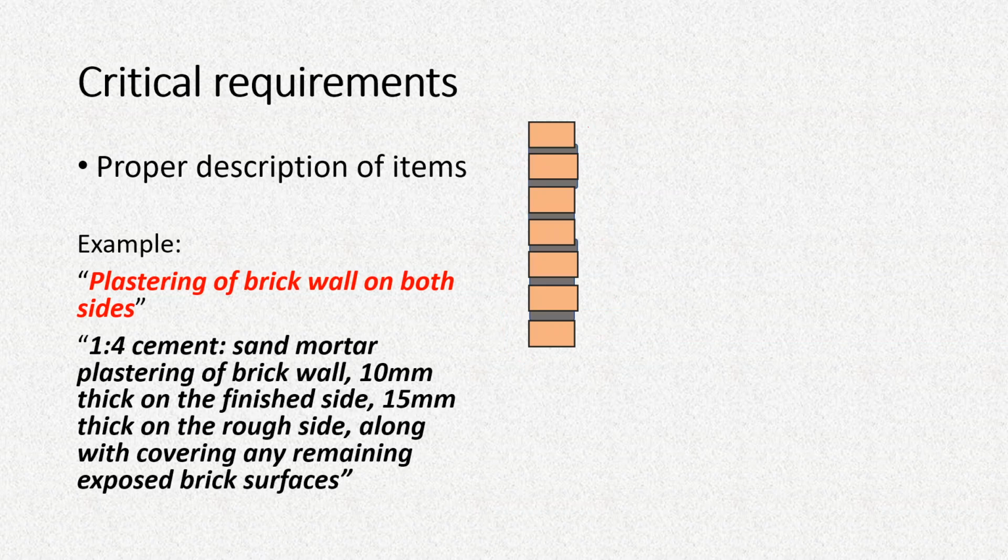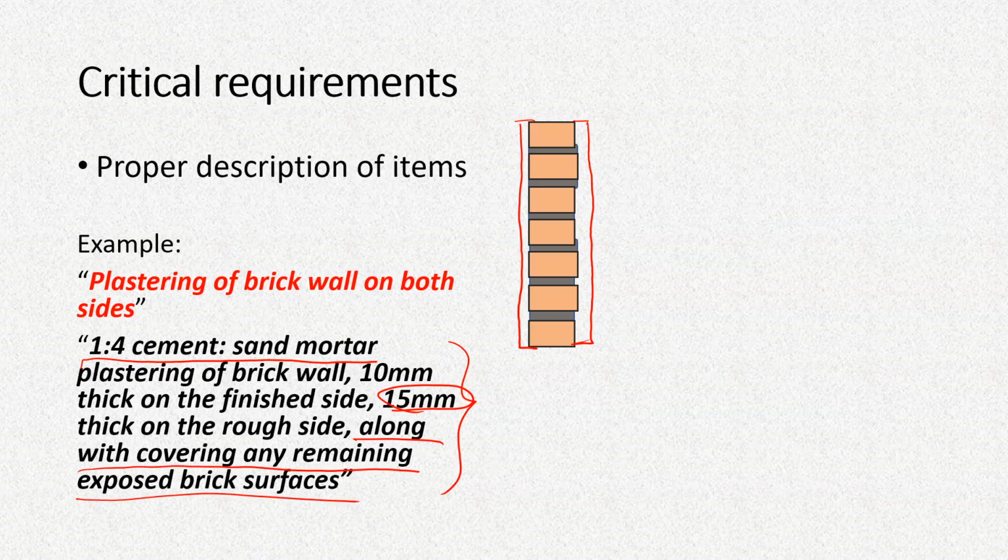So in that case, we have to properly describe the entire item in such a way that it has to be 1:4 cement and sand mortar plastering of brick wall, 10 mm thick on the finished side, that is on this side, since it is already smooth, so the thickness of the plaster is not that much, but on the other side it has to be 15 mm. So these things have to be clearly mentioned, along with covering any remaining exposed brick surfaces.